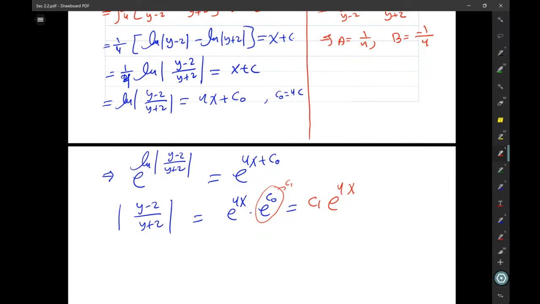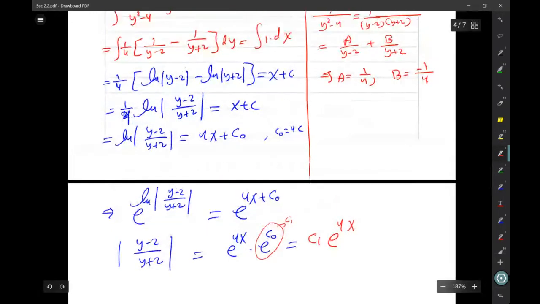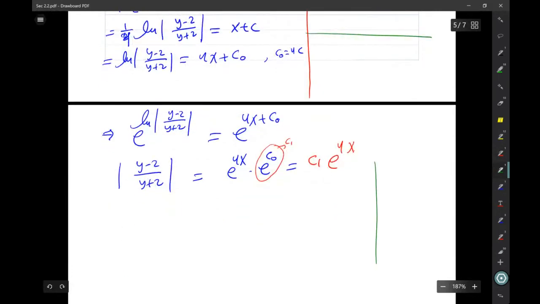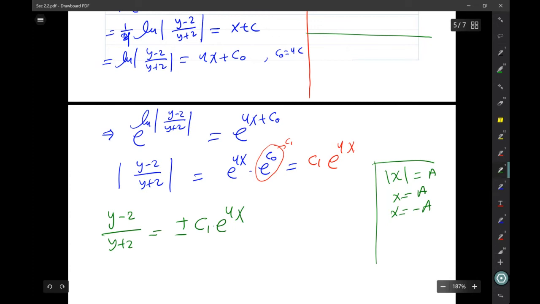Now the absolute value. In general in math, when we say that the absolute value of x is equal to a, it means either x is equal to a or x is equal to minus a. To get rid of this absolute value, that means y minus 2 over y plus 2 is equal to positive or negative c1 e to the power 4x.